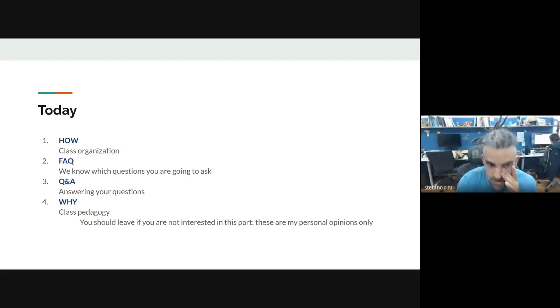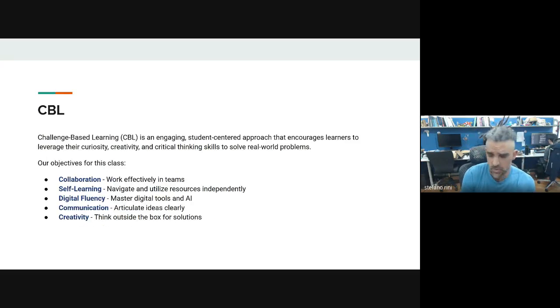How is the class organized? Some facts, some Q&As, and then I'll leave you with some slides on the pedagogy of the class, but I will leave them in the presentation. I will not present them directly. And after that, we can decide based on people's background if you want to do a quick refresher of data science. Usually people refer to this type of student-centric teaching methodology as challenge-based learning, CBL.